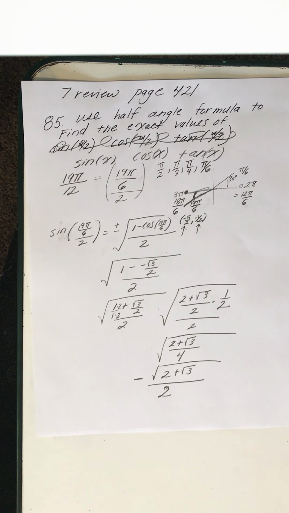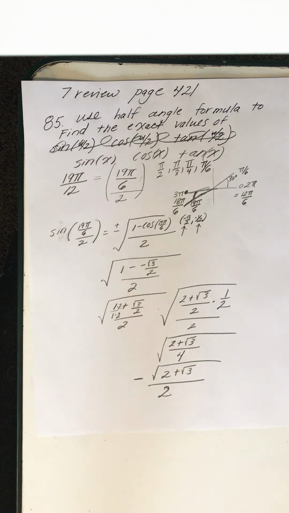All right. Let's go ahead and do now, oh wait, actually let's think about this. 19 pi twelfths. Yeah, 19 pi twelfths. Where would that be? In which quadrant? Yeah. We're doing good. Okay. All right. Continuing.